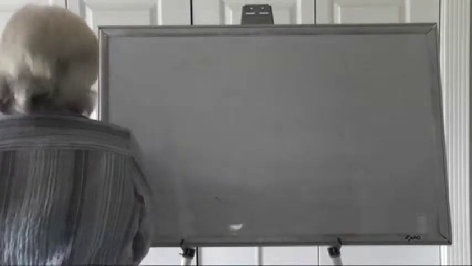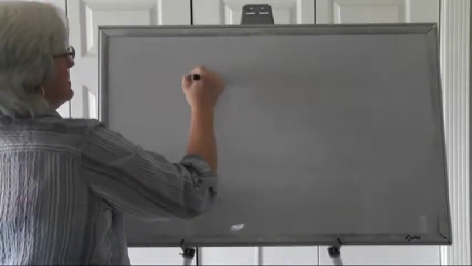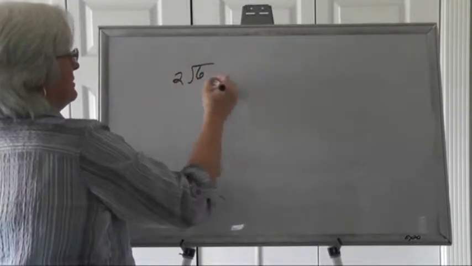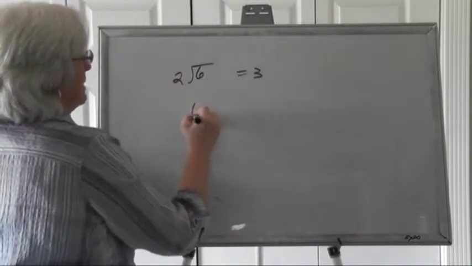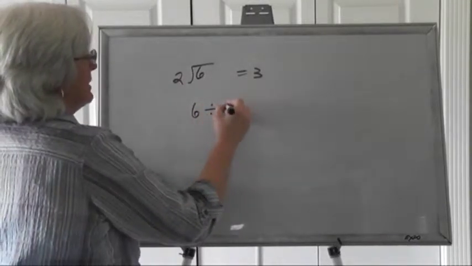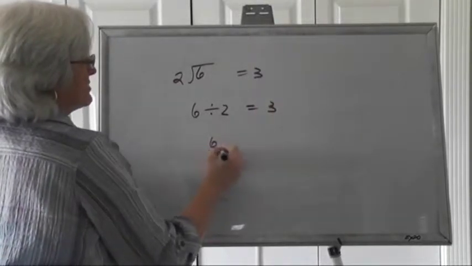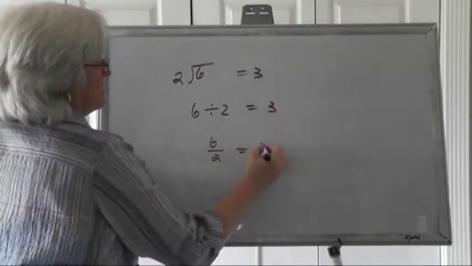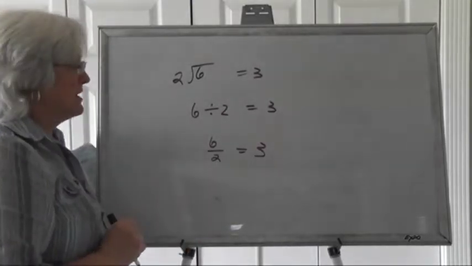And then we also have division. 6 divided by 2 is what? 6 divided by 2 is 3. We have 6 divided by 2 is 3, and we have a fraction, 6 over 2, is equal to 3. All of these mean the same thing.